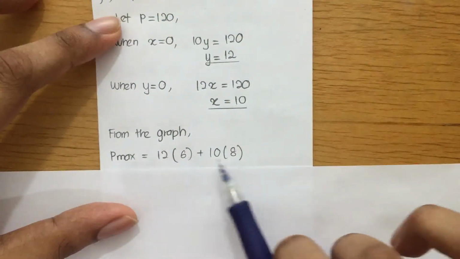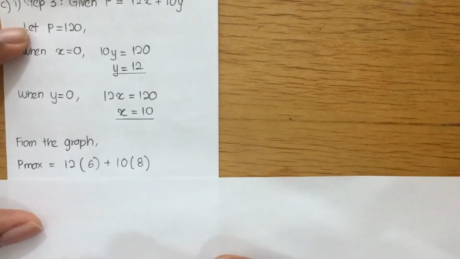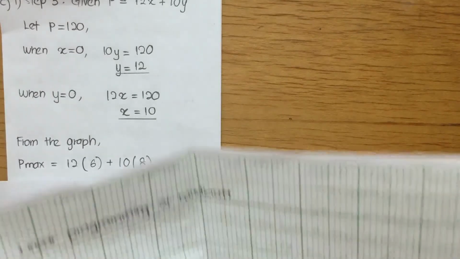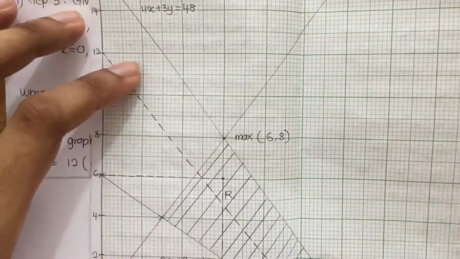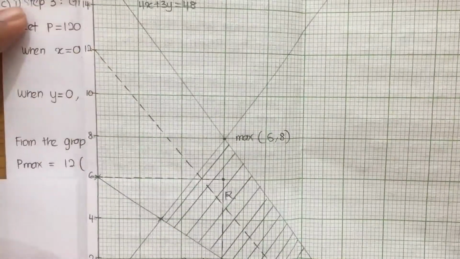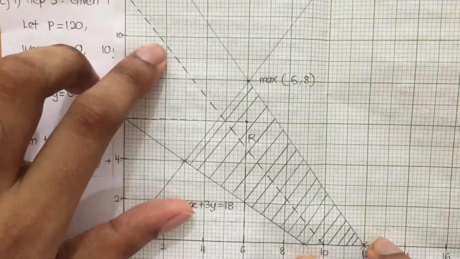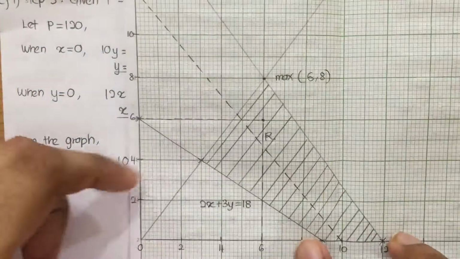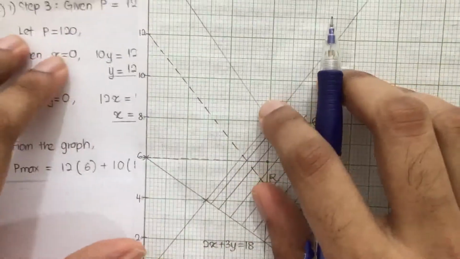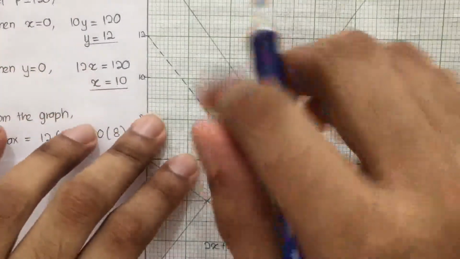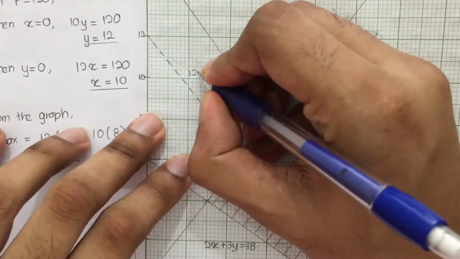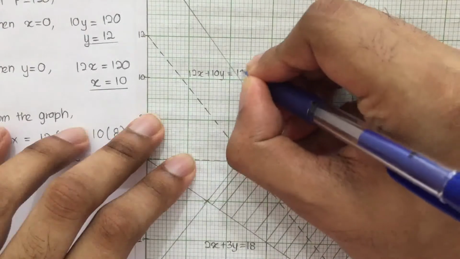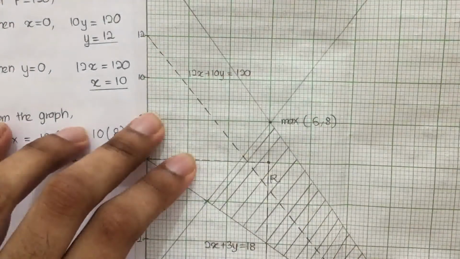and 8. So how do we get the 6 and 8? Okay, let me show it to you on the graph paper now. As you can see here, this is the equation, guys, of the dotted line. Let me write here the profit equation: $12x plus 10y equals 120. So this is the imaginary line equation.